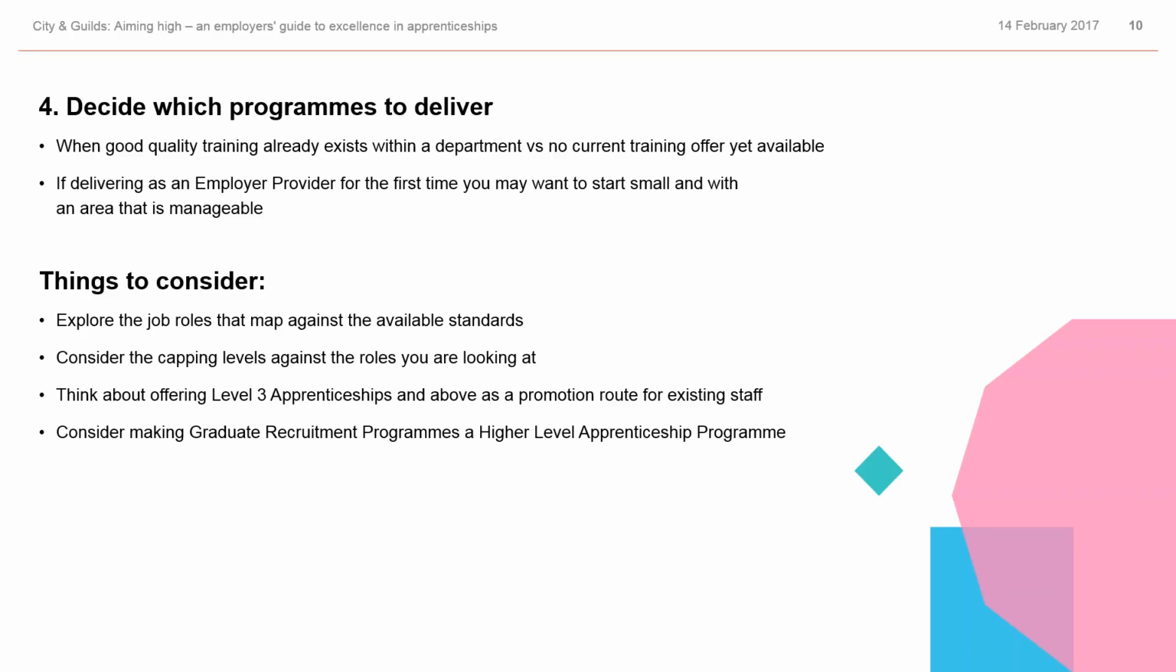So things to consider again: look at the funding cap levels as well, because you might find some job roles where it isn't identified as a skill shortage but has a high funding cap. If you've got a high funding cap, it would mean that you would need fewer apprentices but still maximise your levy. That way you can do a small pilot, but still utilise your levy and invest in something that adds value to the business. Think about offering more apprenticeships and promoting existing staff. You're probably aware that apprenticeships can now be offered to existing staff within the business, as long as they've got substantial new learning for that job role that's mapped against the apprenticeship. You may also consider a graduate recruitment program into higher level apprenticeship programs as well.